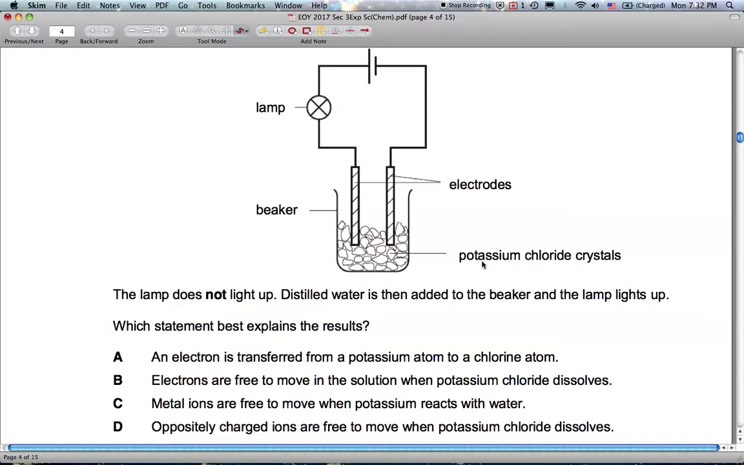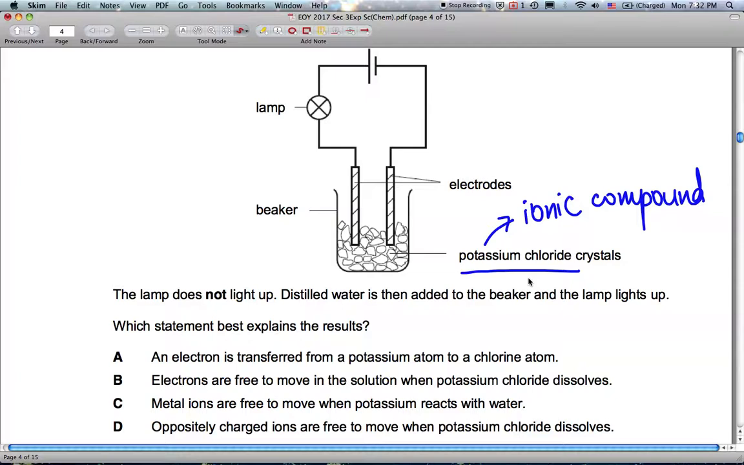So in this case, we have potassium chloride. Potassium chloride is an ionic compound. So straight away, when you look at this question, you should think about the physical properties of ionic compounds, specifically the electrical conductivity of ionic compounds. So ionic compounds cannot conduct electricity in solid state, but can conduct electricity in molten or aqueous state. Therefore, obviously in solid state, in this case, it does not light up. But in molten or aqueous state, it lights up. Because when distilled water is added, the potassium chloride crystals dissolve, and it can conduct electricity.